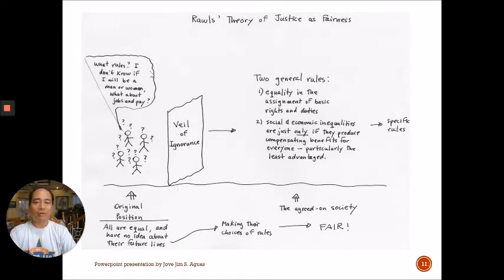I don't know if I will be man or woman. What about jobs and pay, etc., etc.? So because there is that veil or shield of ignorance, based on this original position, they're going to formulate their rules. They will make choices. They will exercise their freedom, of course, their reason, to make rules. And these rules should be fair. It should be fair and it should be agreed on by all the members in that group. That will define the ideal society.